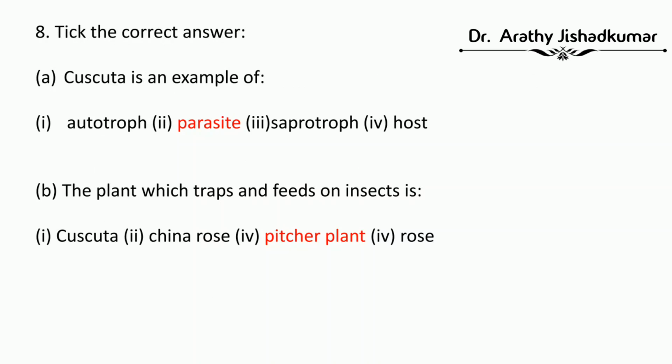Eighth question. Cuscuta is an example of a parasite because it feeds on another tree or plant for its nutrition requirement. Second question. The plant which traps and feeds on insects is an insectivorous plant. Pitcher plant is an example of an insectivorous plant.